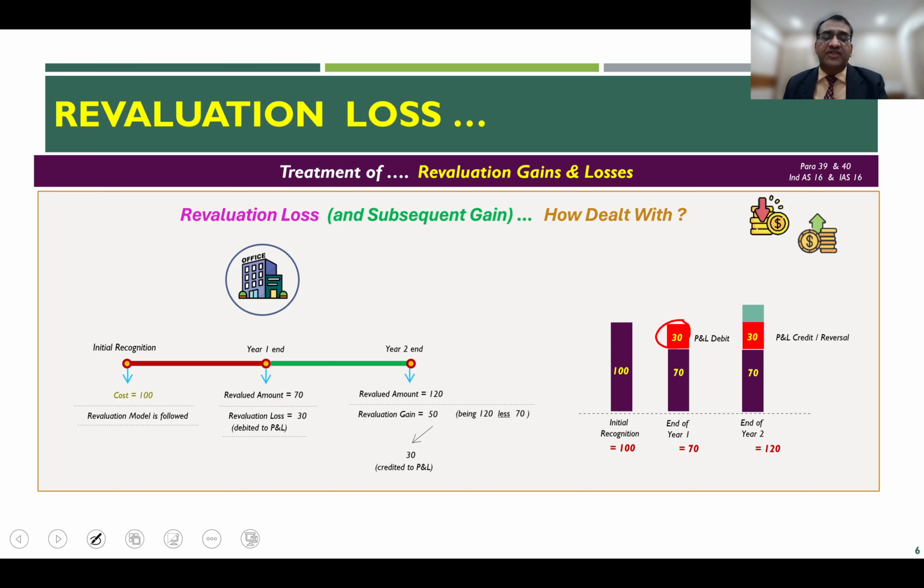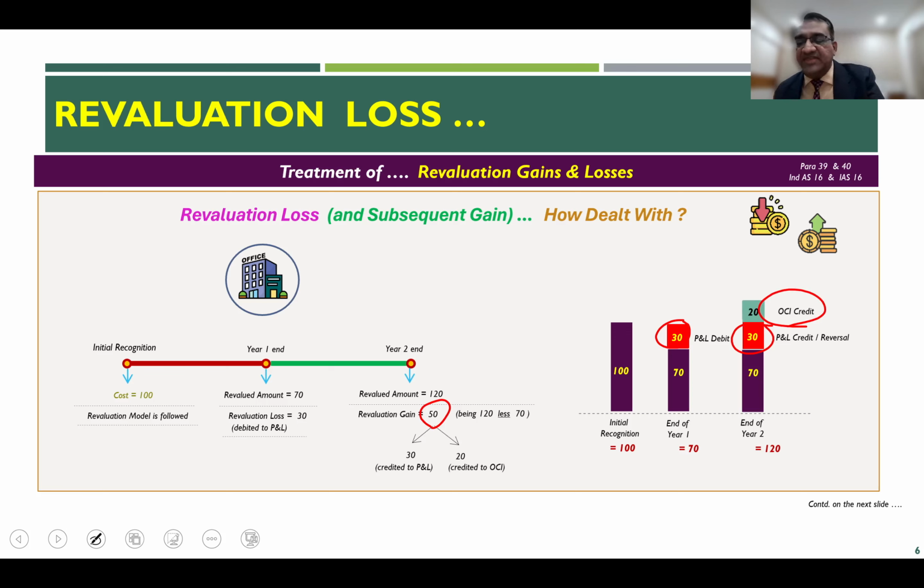So of the entire 50 rupees gain, you can't record the entire 50 rupees gain in the P&L. Rather, only a portion of it, which is 30 rupees, gets recorded by way of reversal to the P&L, and the balance 20 rupees again goes and sits in revaluation surplus under OCI.